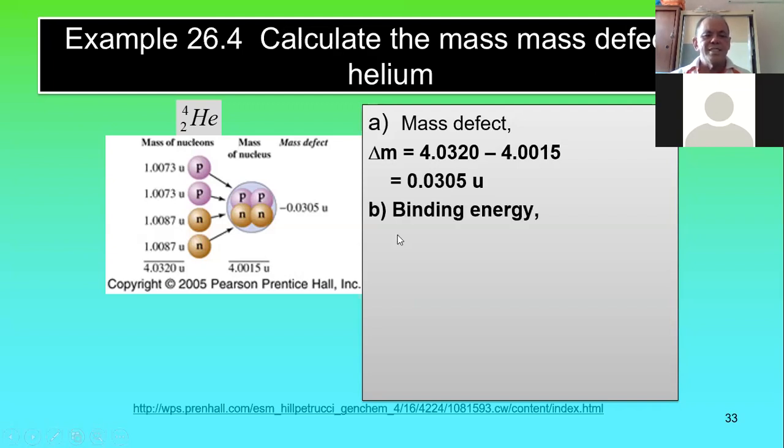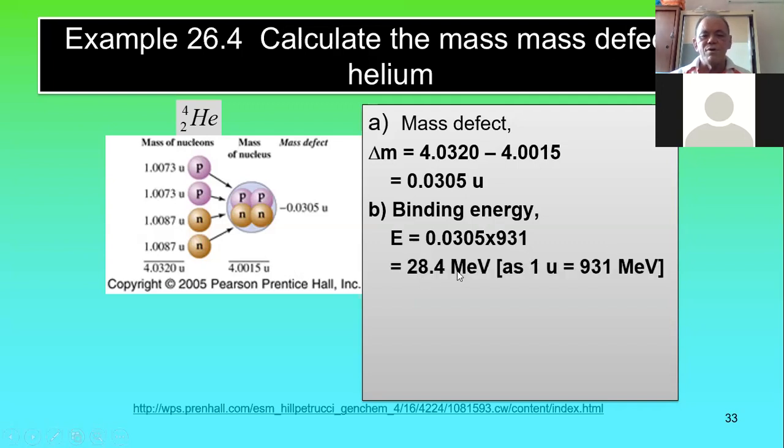And for binding energy, we use Einstein's equation, E equals mc squared. If the mass is in kilogram, fine, but if it's in atomic mass unit, we just use a conversion factor of 931. Then we get 28.4 mega electron volt. Right? As 1 atomic mass unit is 931 mega electron volt. That's the mass converted to energy. So we use this unit.